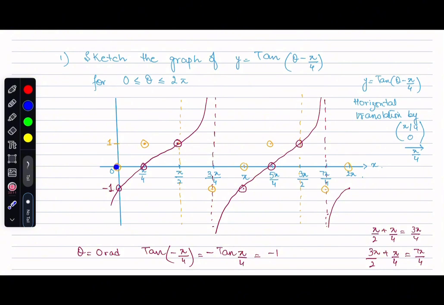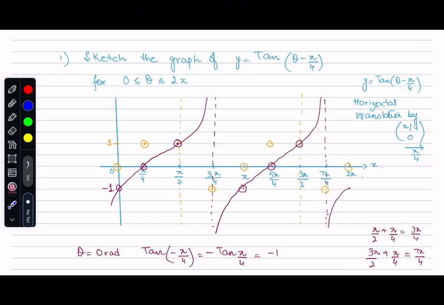And then when theta is 0 radian, I've just substituted theta as 0. I'll be left with tan negative pi by 4. Tan negative pi by 4 equals negative tan pi by 4, and I can say it's a negative 1 here. So this is how I have sketched this graph for y equals tan of theta minus pi by 4. So this is the sketch for this question.